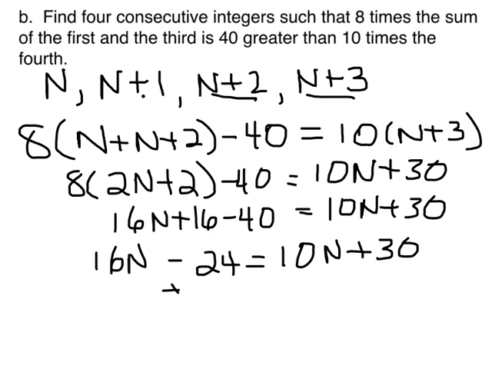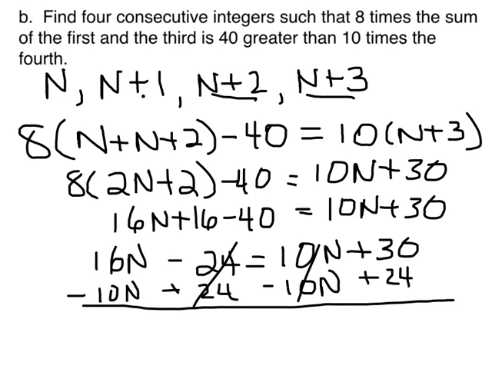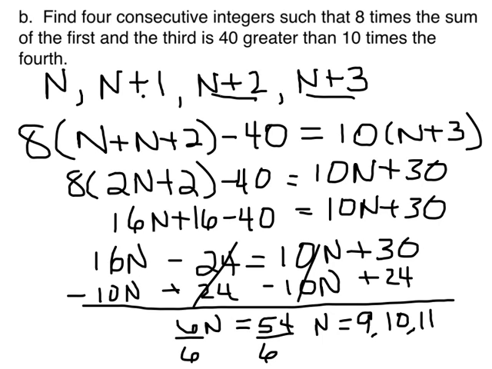If I add 24 to both sides, and if I subtract 10n from both sides, I'm going to get 6n equals 54. Divide by 6. n would be equal to 9. So my answer would be 9, 10, 11, and 12.